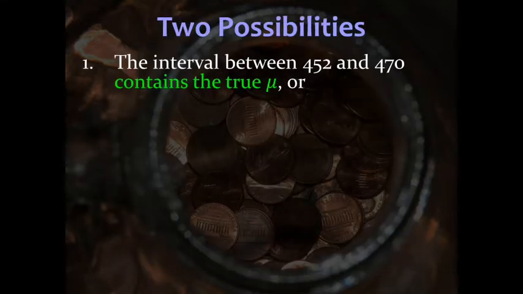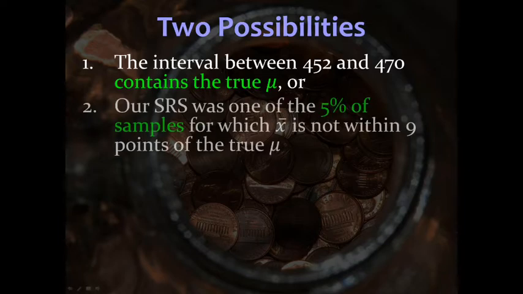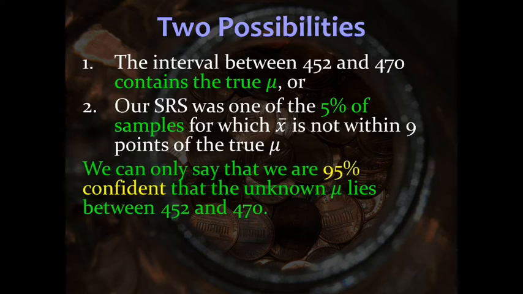So there are two possibilities. The interval between 452 and 470 contains the true population mean mu, or we got one of the samples that was not within 5% of the population mean mu. In other words, it was at least 2 standard deviations from the mean. And again, that's going to happen about 5% of the time in a normal distribution. So ultimately, we can only say we're 95% confident that the unknown parameter mu lies between 452 and 470.